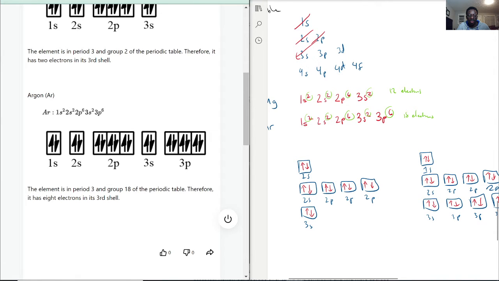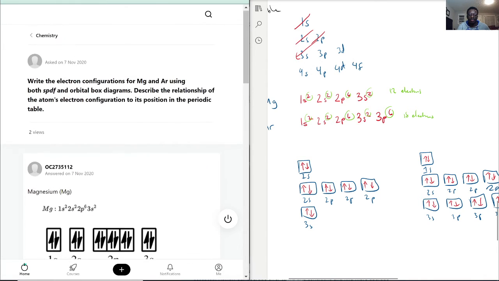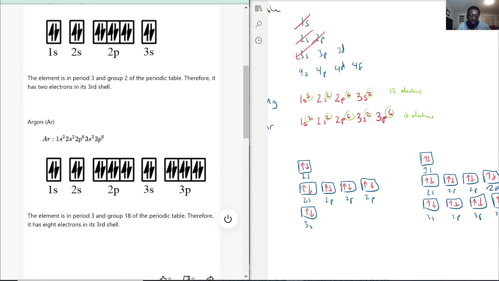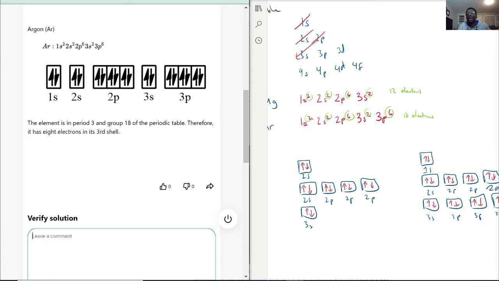So the element is in period 3 and group 18, therefore it has 8 electrons in its third shell. And exactly, the electron configuration is directly referring to the element when it's not an ion.